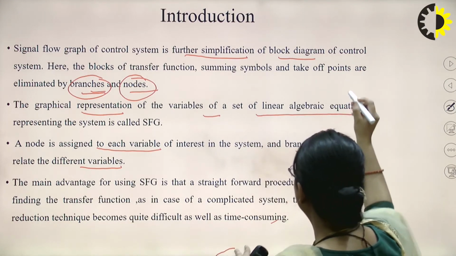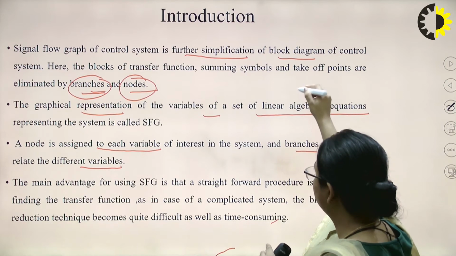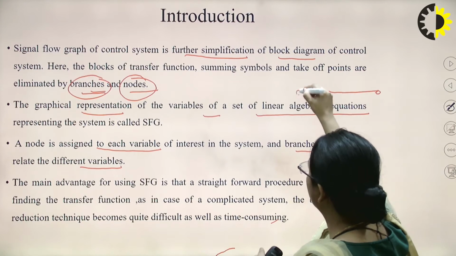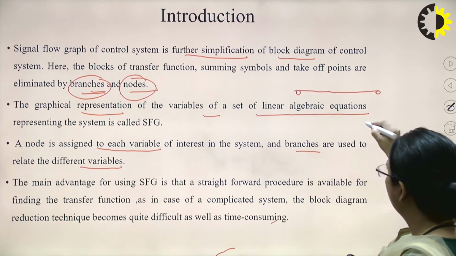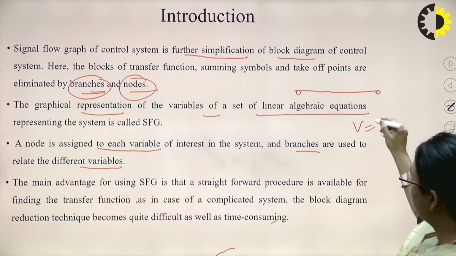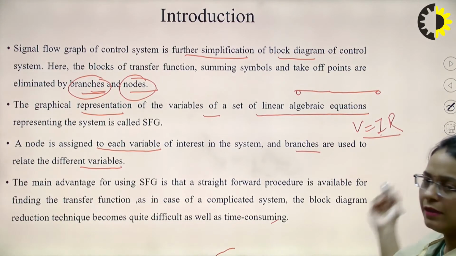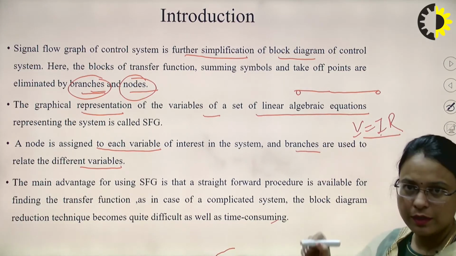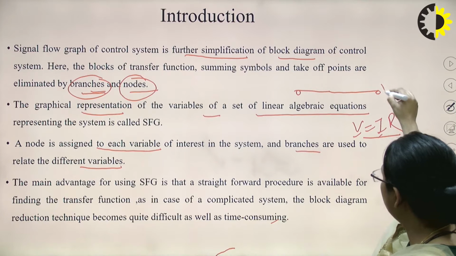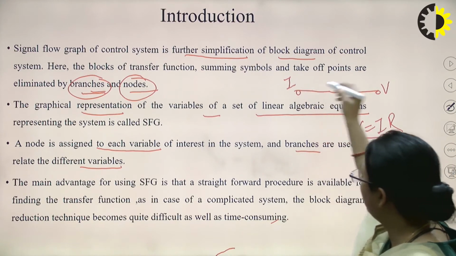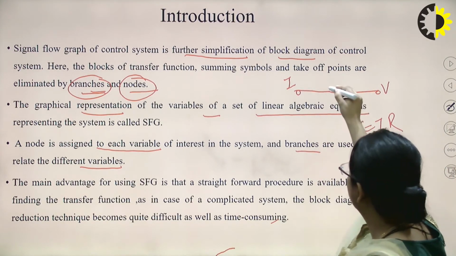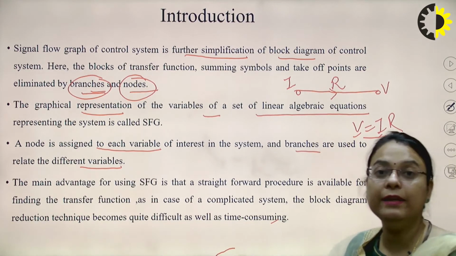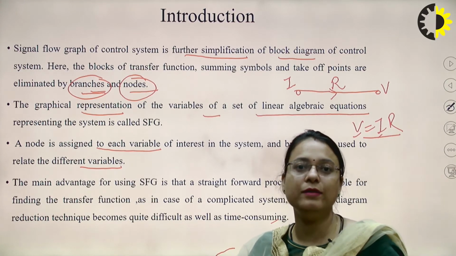Let us take a very simple example of Ohm's law, which is described by the equation V equals IR. Here we have two variables, voltage V and current I. So voltage V and current I represent the two nodes, and these are connected by a branch having a gain represented by the resistance R.